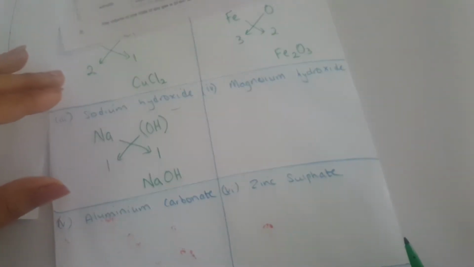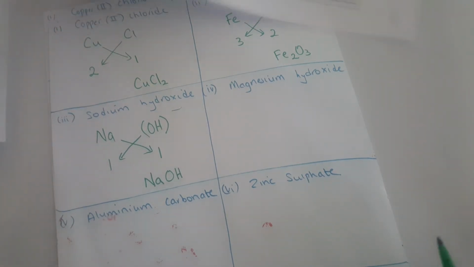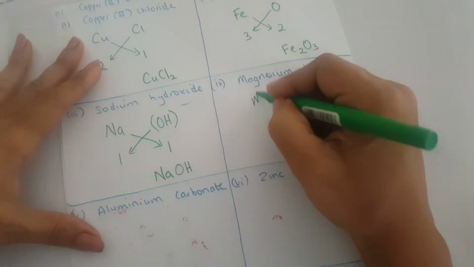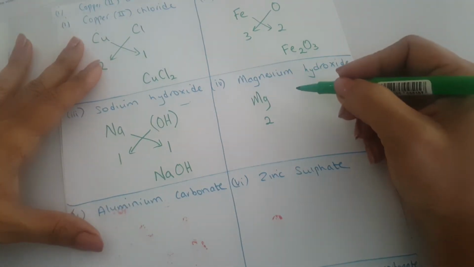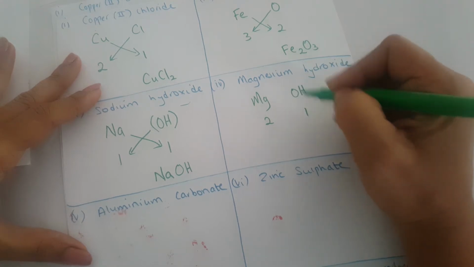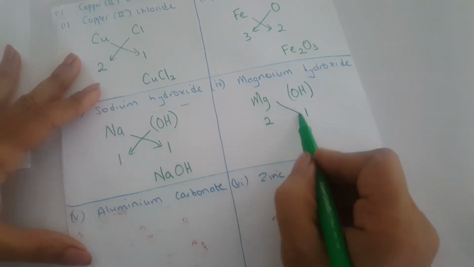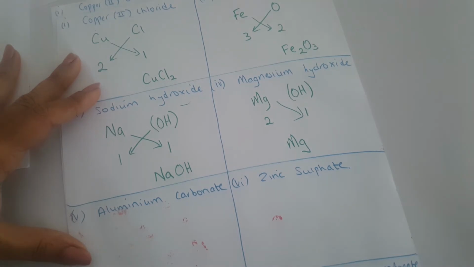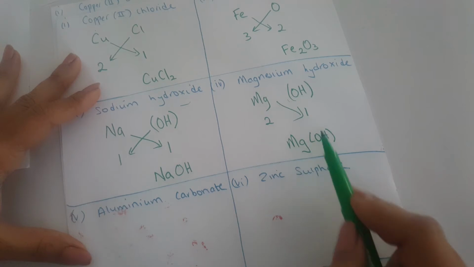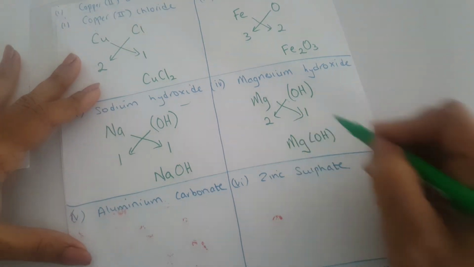Then magnesium hydroxide. Magnesium is Mg with a valency of 2. Alright, so magnesium, Mg, valency of 2. Hydroxide again, so OH with a valency of 1. Put your bracket again. So Mg takes the 1. I need to put 1. The whole of the OH, you write exactly the same. So the whole of the OH takes the 2.